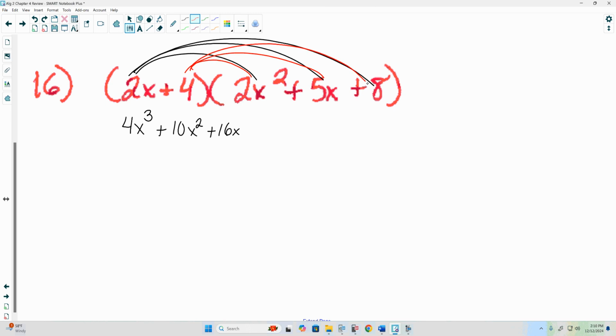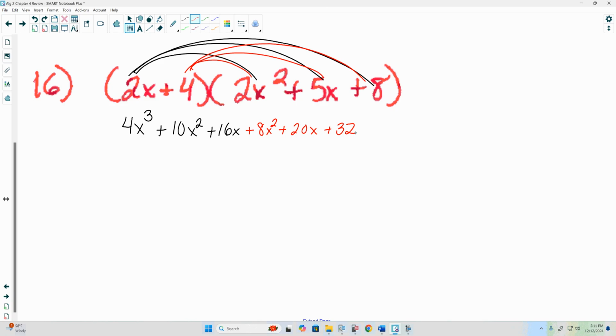Now we're going to do the exact same thing with our 4. 4 times 2x squared is going to be plus 8x squared. 4 times 5x, 4 times 5 is going to be plus 20x. And 4 times 8 is going to be plus 32.